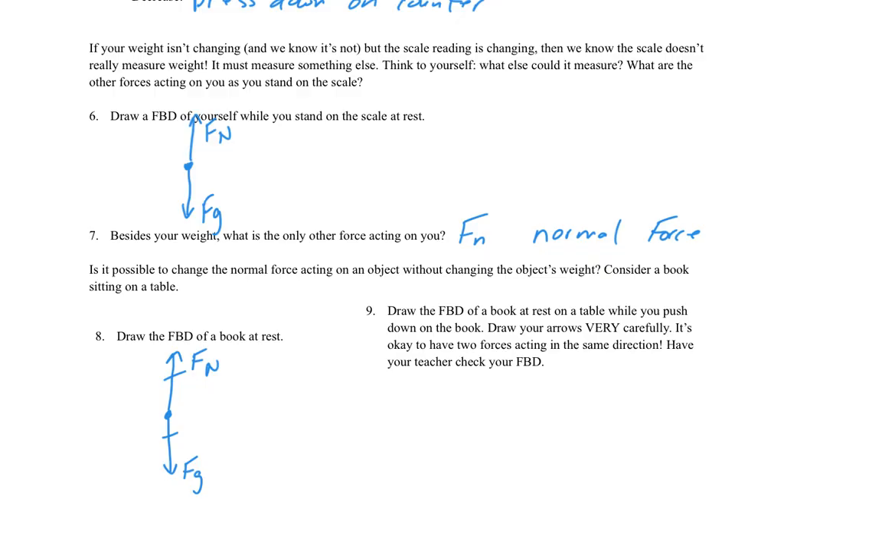But now let's think about what happens if you have the book at rest and you push down on the book. So now we've got not just the force of gravity going down, but we also have an applied force going down. We still have that normal force going up, but that normal force has to get bigger because it has to account for both the force of gravity and the applied force. And if it wasn't the same size as both of those forces added up, then we know the book would be accelerating through the table.